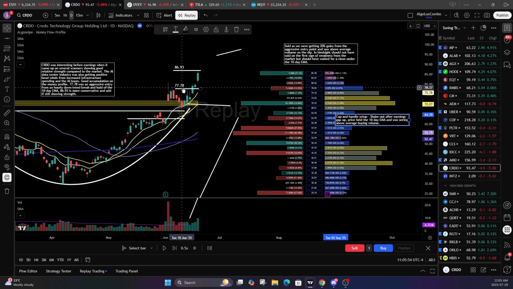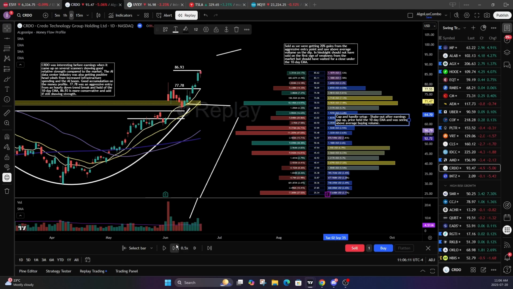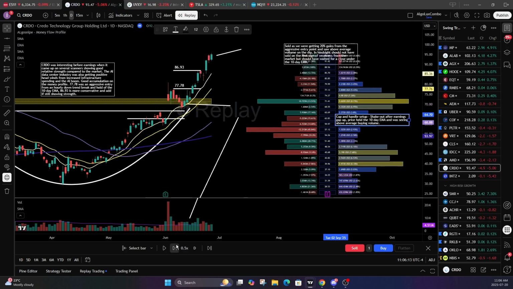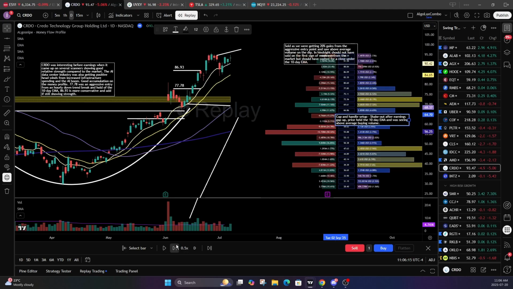Again, mentioning that 77 was a bit more the aggressive entry due to that supply, and then 86.93 was a bit more conservative due to us now seeing that supply weaken here, and we were seeing that buying pressure come in on these volume bars, right? So just looking in real time at where that volume is coming in, heavy accumulation now coming in at this price point, leading to a very nice sustained breakout, right? And this was a pretty nice move here on Credo as well.